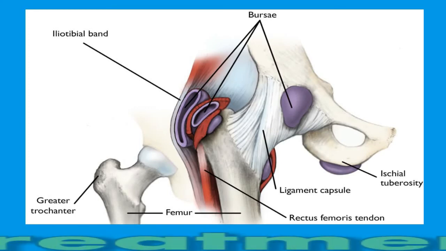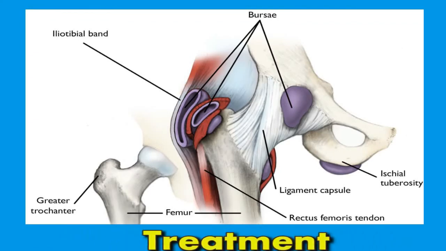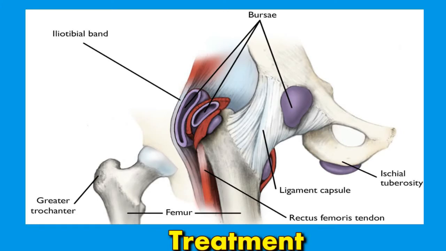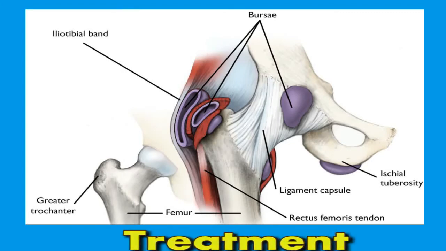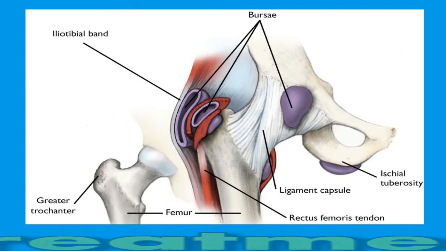Treatment. The first-line treatment for tendinitis is rest. A doctor may also recommend physical or occupational therapy to help manage the pain, or sometimes a short course of steroid injections. In severe cases, a person may have to undergo tendon release surgery.